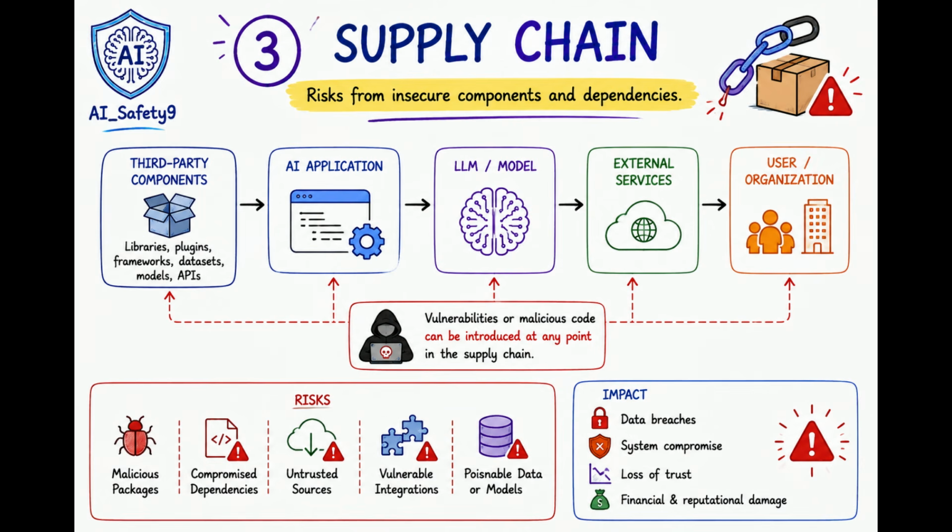In our next video, we'll explore risk number 4, data and model poisoning, where attackers manipulate training data or models to influence AI behavior and produce incorrect or malicious outputs. I hope this video helped you understand the importance of supply chain security in AI and why it's one of the OWASP Top 10 risks for LLM applications.